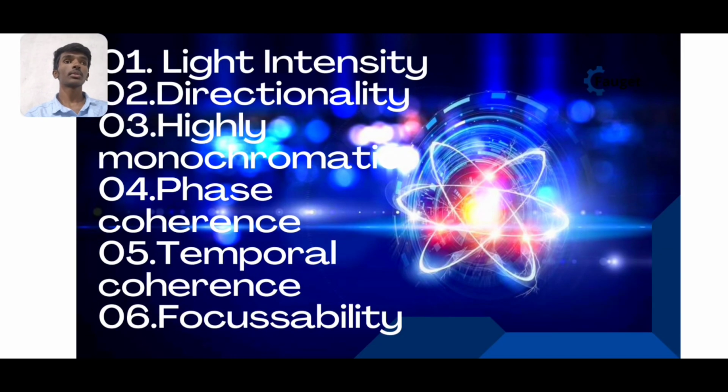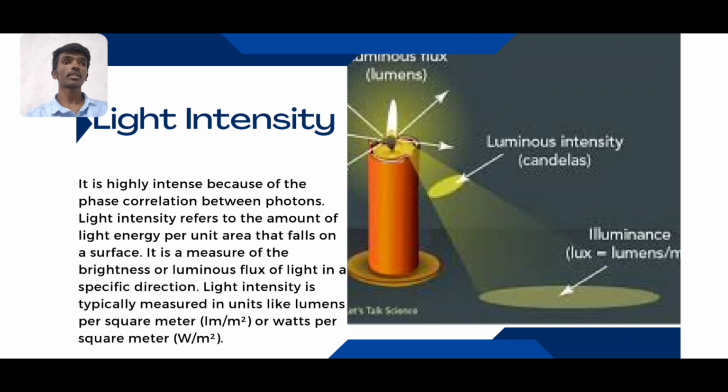Characteristics of laser. Those are light intensity, directionality, monochromaticity, phase coherence, temporal coherence, and finally focussability. Let's see them one by one. First one, light intensity. It is intense because of the phase correlation between photons.